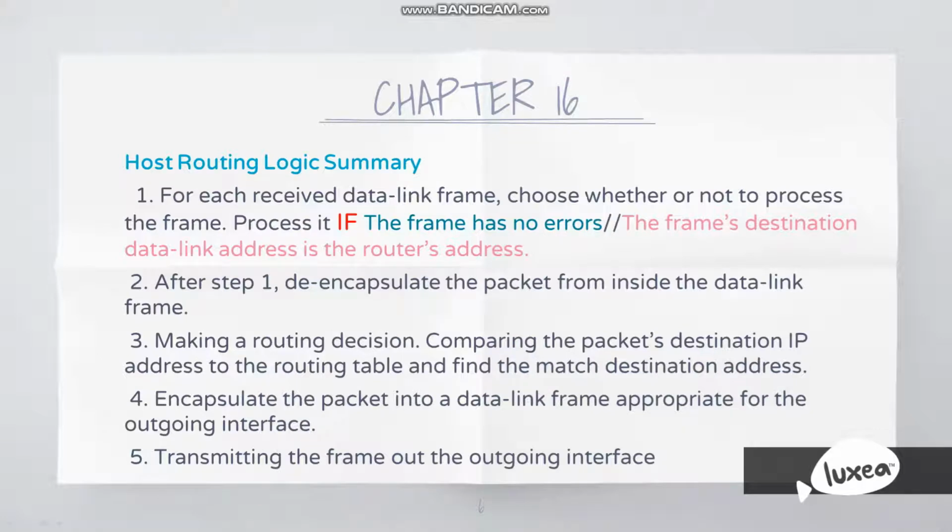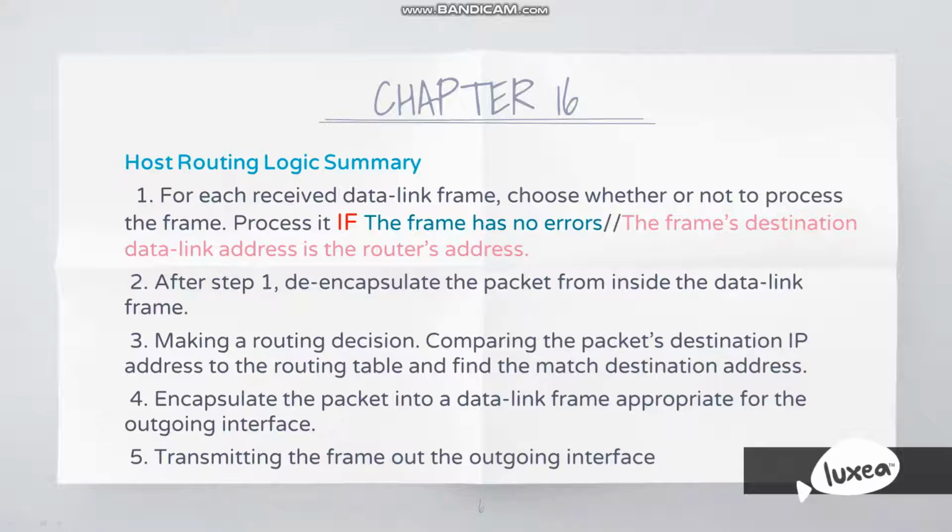Third, make a route decision, comparing the packet's destination IP address to the routing table and finding the matched destination address. Next, encapsulate the packet into a data link frame appropriate for the outgoing interface. We encapsulate this time, and ARP is needed to find the next device's MAC address.